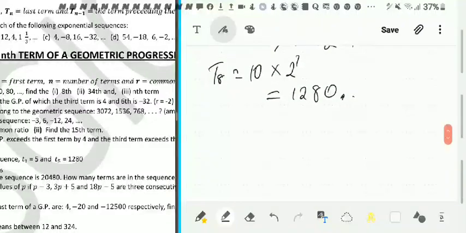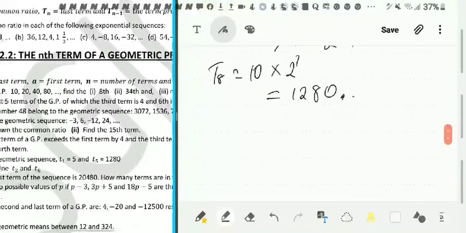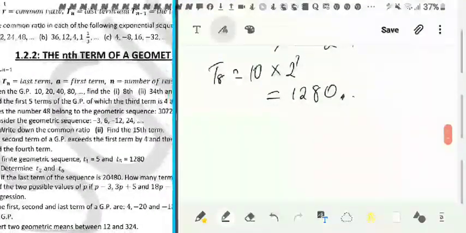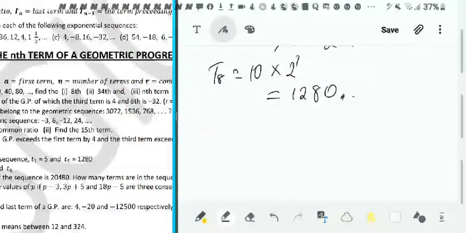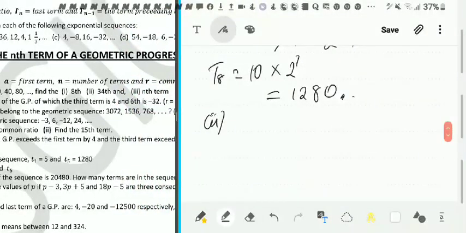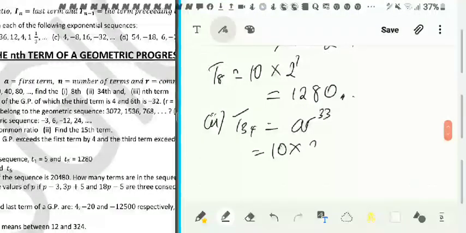Let's quickly solve for the 34th term. So T34 equal to what? AR raised to the power of 33. That will be equal to what? 10 times 2 raised to the power of 33. The answer is quite large, so I think we should just leave the answer this way.